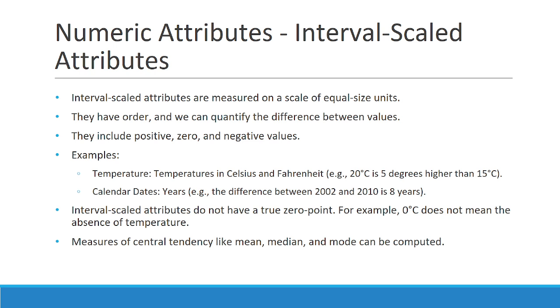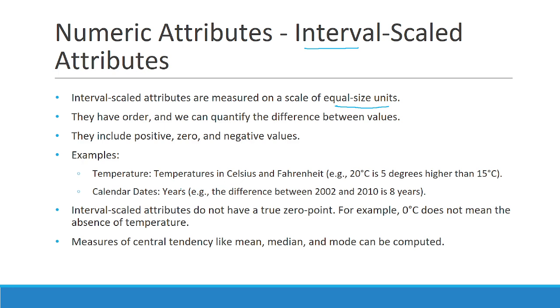Okay, so what is this interval scale attribute? These are type of numeric attributes. They are measured on a scale or some equal sized unit. Why they are called interval scale attribute is because we can subtract them, we can find out difference between those values, and that difference will be meaningful. They can include positive, zero, negative values.